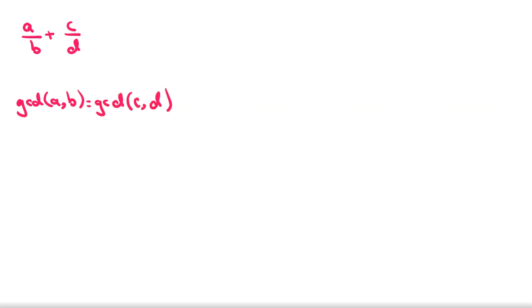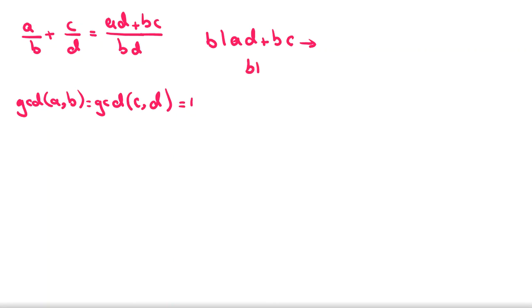Let me tell you the reason why the denominators should be the same. Suppose a and b are relatively prime, GCD of a and b is 1. Also GCD of c and d is 1. I want to say if the sum is an integer, then b and d should be equal. It will be (ad plus bc) over bd. So here we know that the denominator b should divide ad plus bc. So b divides bc.